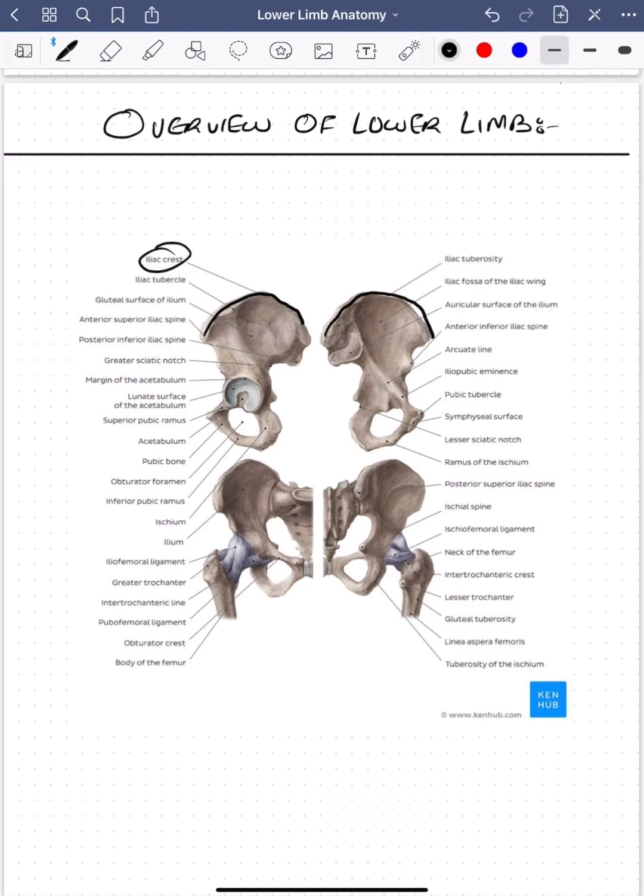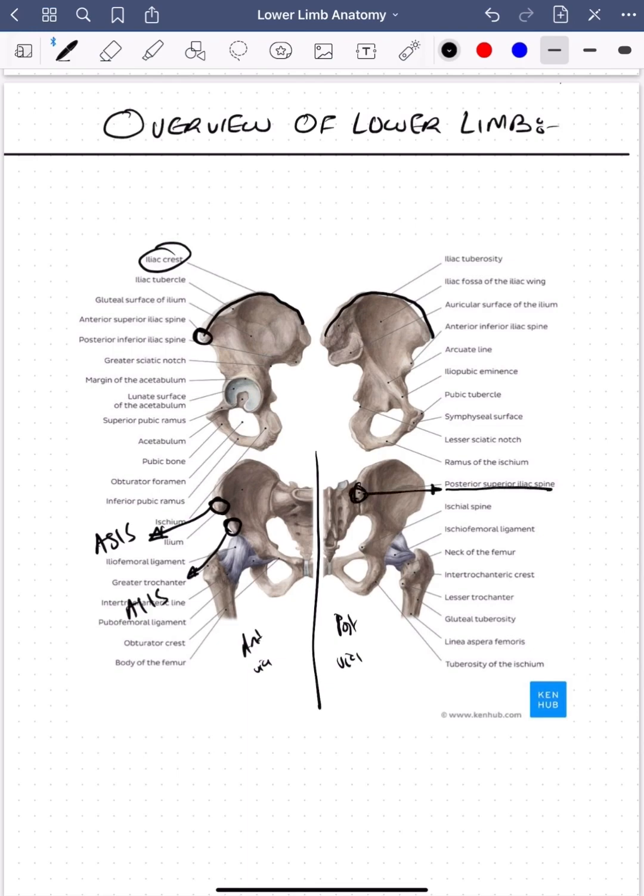So I'm circling it right now. The anterior superior iliac spine, and the anterior inferior iliac spine. Similarly, in the posterior view, I forgot to mention, this is the anterior view and this is the posterior view. In the posterior view, we have similarly the posterior superior iliac spine.